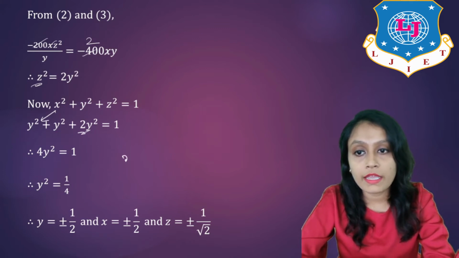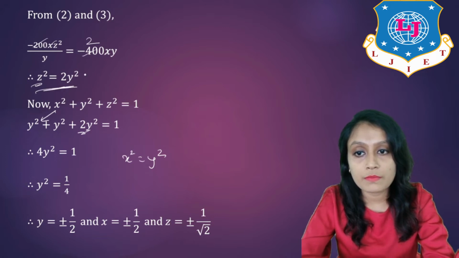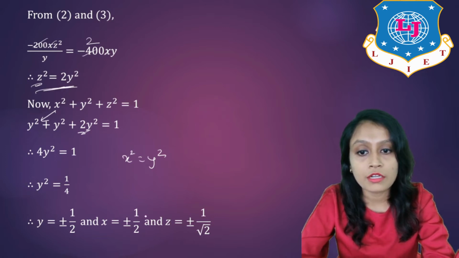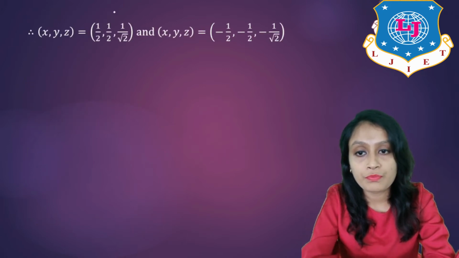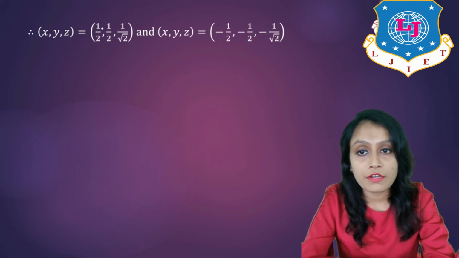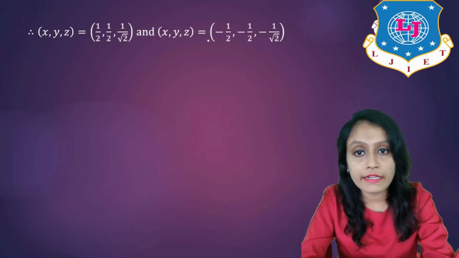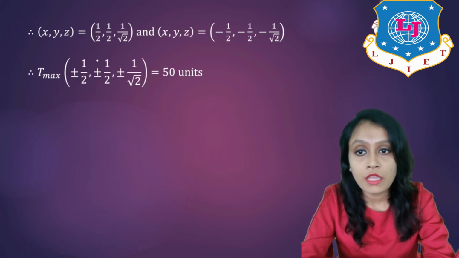Okay, now x square is equal to y square, right? So you will get the answer of x as plus or minus 1 by 2 and z square is equal to 2y square. So substitute this y square 1 by 4 here. So you will get z as plus or minus 1 by root 2. Now, so the point. Firstly, take all the positive terms. So here you will have 1 by 2, 1 by 2 and 1 by root 2. And for x, y, z all negative terms, that is minus 1 by 2, minus 1 by 2 and minus 1 by root 2.